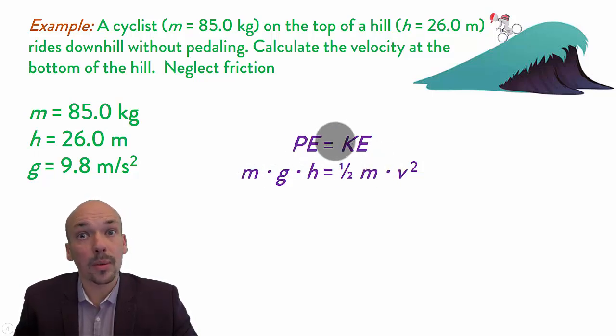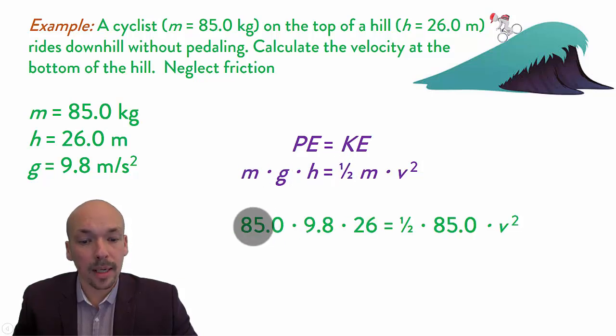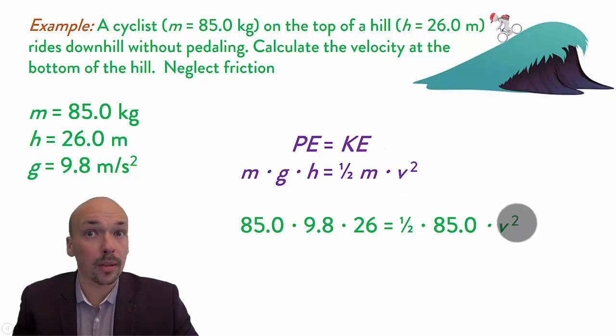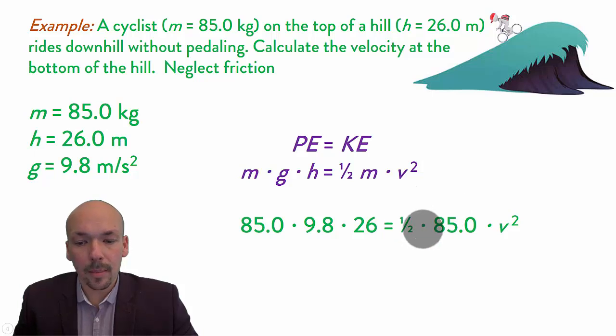But I will now show it once with the mass. So all this information can be put in the equation. 85 kilograms here, 9.8 here, 26 because that was the height. Half is of course a half. The mass is again 85 kilograms, and the velocity here is unknown, and of course the square, don't forget the square. This is a number, this is also a number.